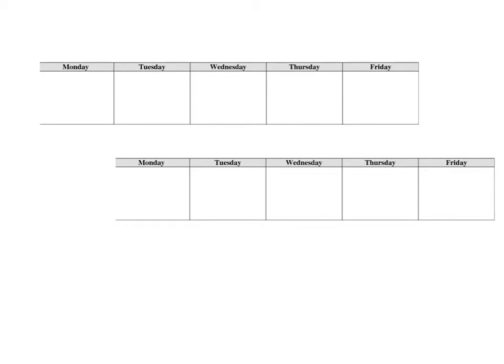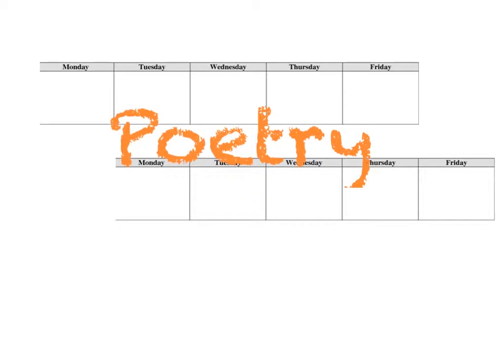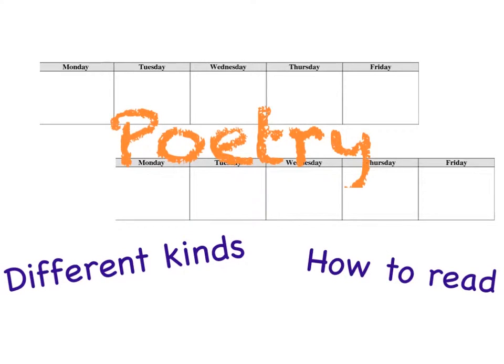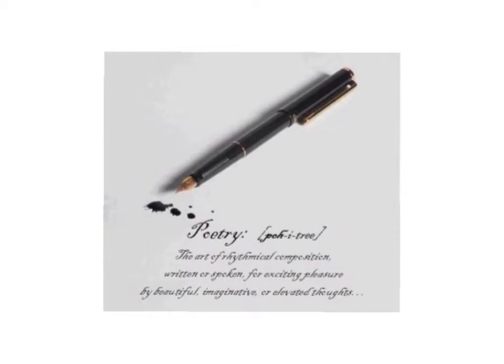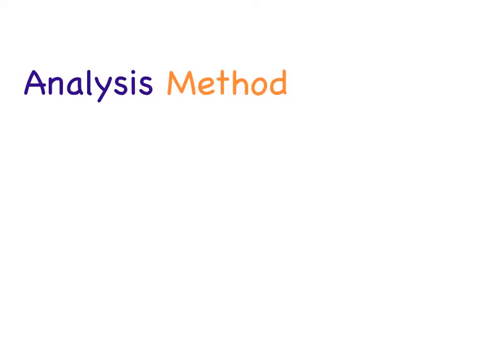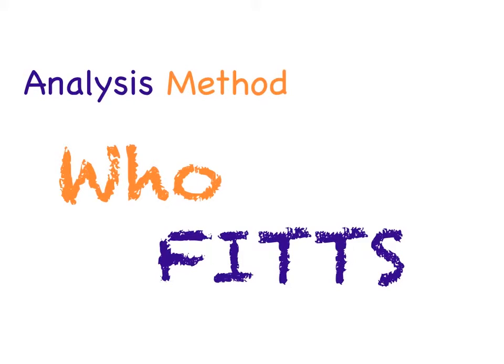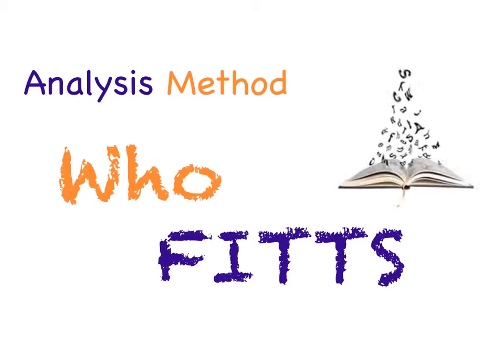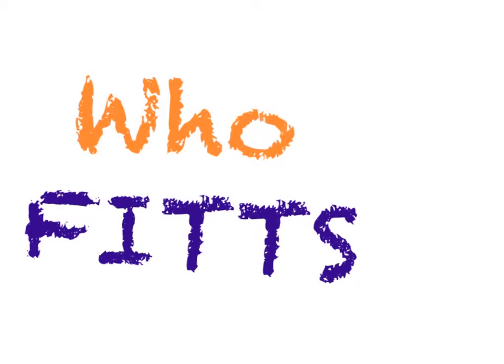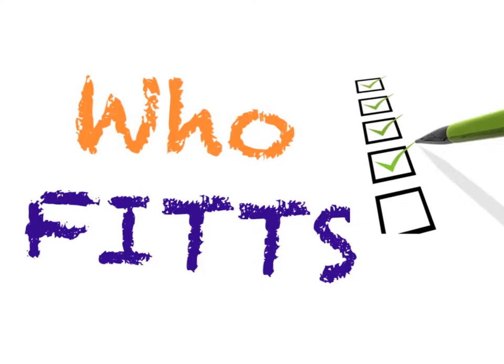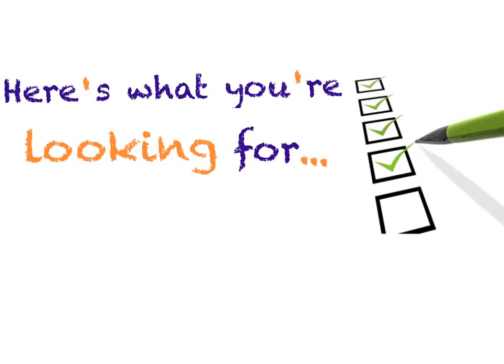Over the next couple of weeks, we're going to be learning about poetry, the different kinds and how to read it. Along with the definitions we came up with in class, we'll be working with an analysis method called Who Fits. This method will help you read and understand the poetry we're looking at. Who Fits is an acronym which should help make it easier to remember the steps. Here's what you're looking for.